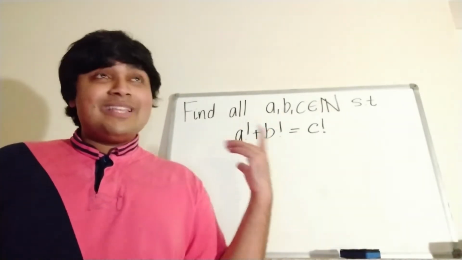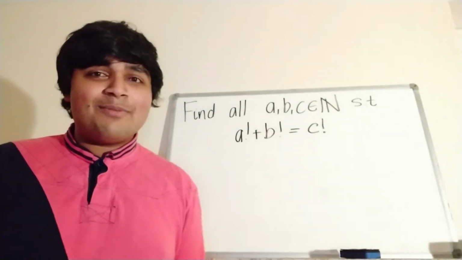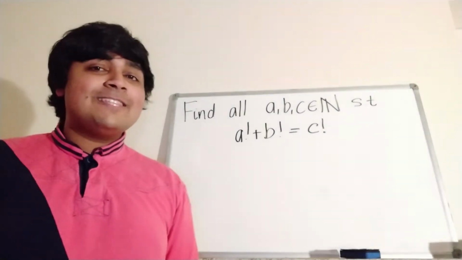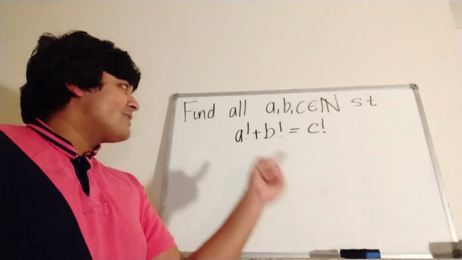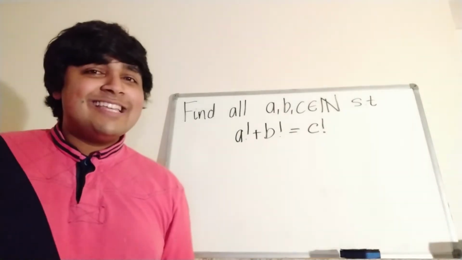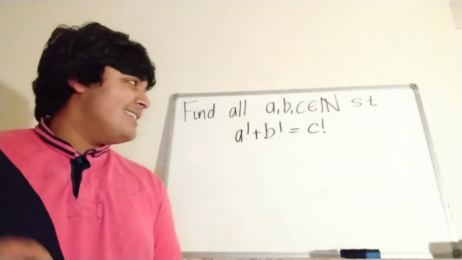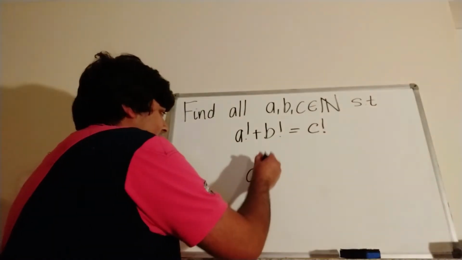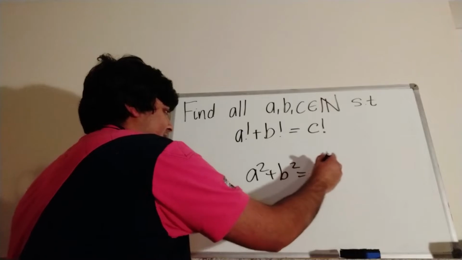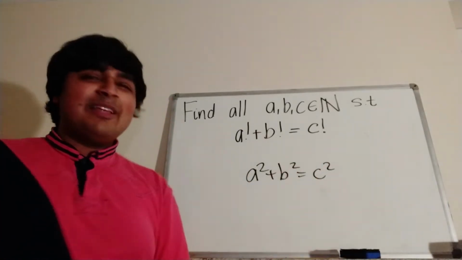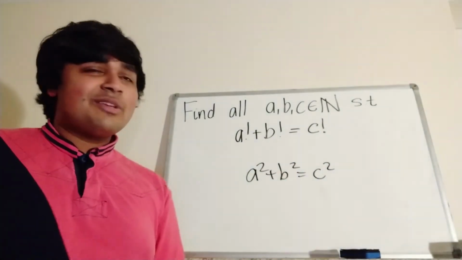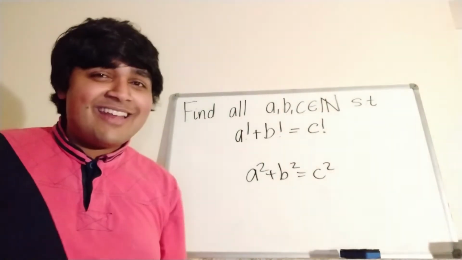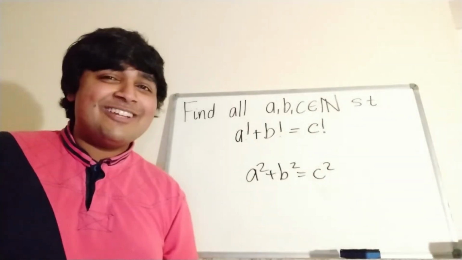We're going to be doing something that looks similar to Pythagoras' theorem. We want to find all natural numbers a, b, and c, so all positive integers a, b, and c, such that a factorial plus b factorial equals c factorial. Obviously, Pythagoras' theorem says we have integers a, b, and c such that a squared plus b squared equals c squared, but we're essentially replacing the squareds with factorials, so it's a different problem. If you want to solve this problem and not that one, pause the video now and give it a go for yourself, and I'm going to jump straight into a solution.